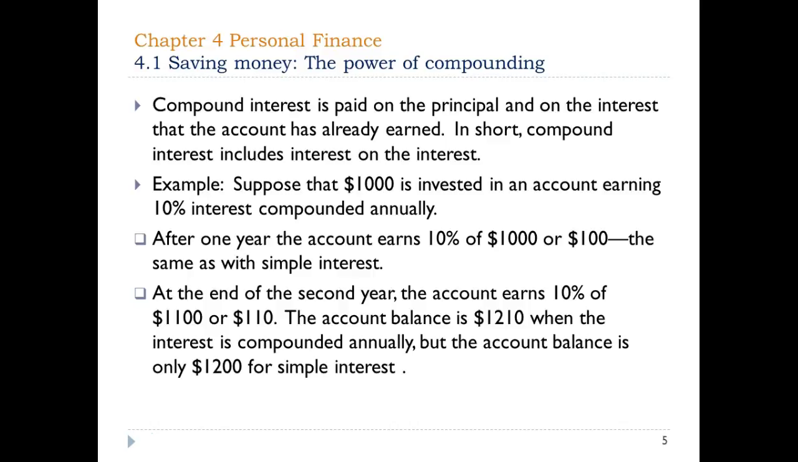Compound interest is paid on the principal and on the interest that the account has already earned. In short, compound interest includes interest on the interest. Example, suppose that $1,000 is invested in an account earning 10% interest compounded annually. After 1 year, the account earns 10% of $1,000 or $100, the same as with simple interest. At the end of the second year, the account earns 10% of $1,100 or $110. The account balance is $1,210 when the interest is compounded annually, but the account balance is only $1,200 for simple interest.